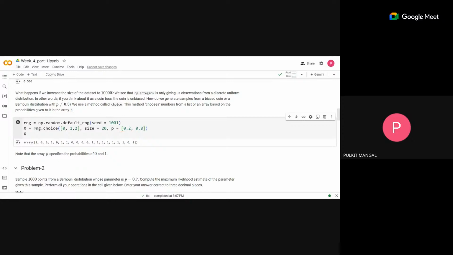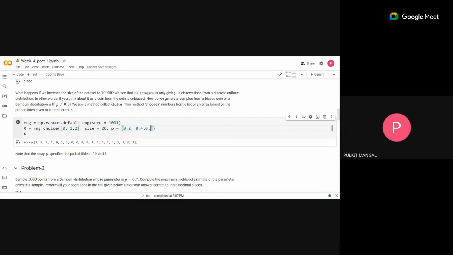Any guesses what this p will represent? What will this p represent? Any guess? Probability, sir? Yes. So this p will represent the probability, and it works in an index manner. So this 0.2 will denote the probability for sampling 0, and this 0.8 will denote the probability for 1. And as I have added 2, I have to make some changes here.